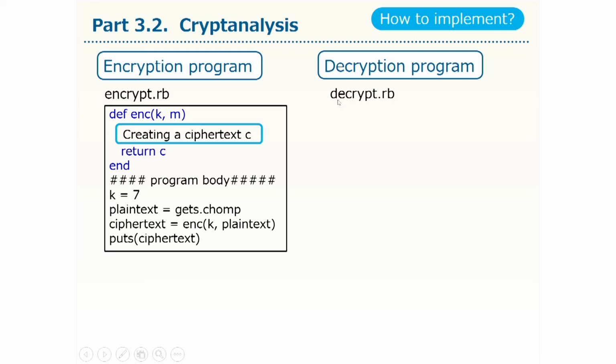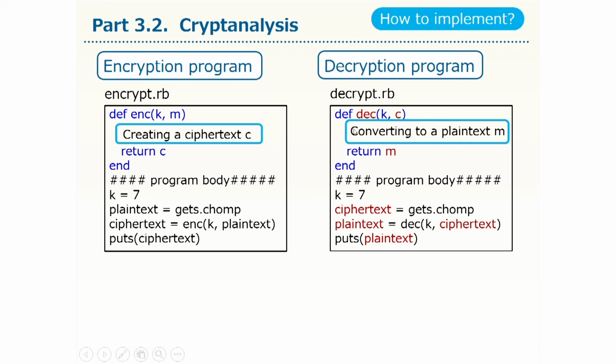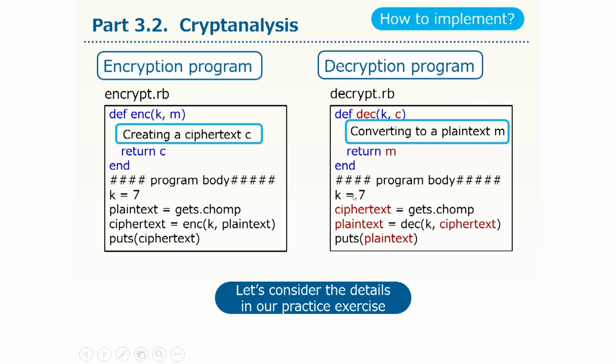Now consider a decryption program. Let's call it decrypt.rb. This is a program that receiver B would use. Here is the outline. As you can see, the program is symmetric with encrypt.rb. I use the red letters to highlight the difference. Please compare them by yourself. Note that we should use the same value for the variable k, that is, the shift number. We consider the details in our practice exercise. Here, let's assume we have these programs.